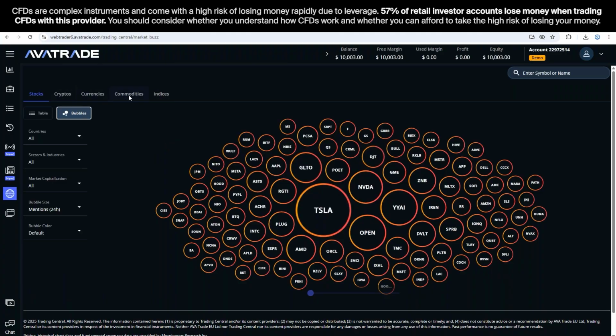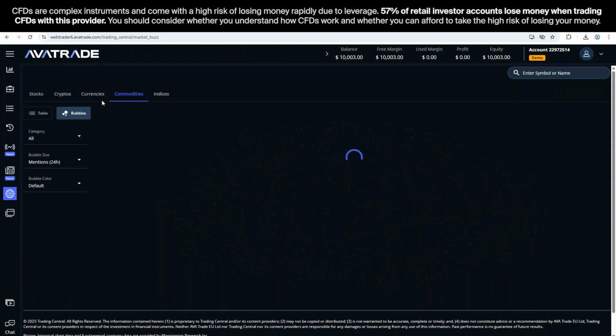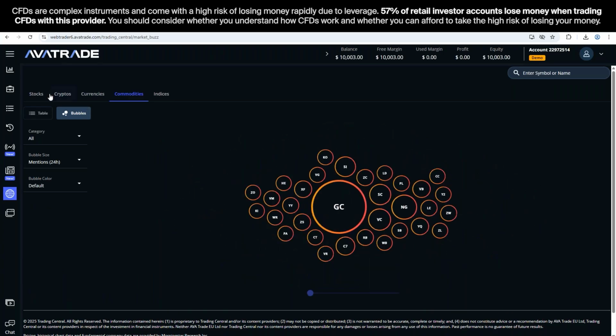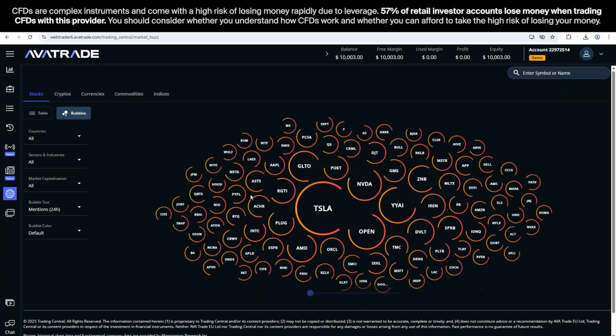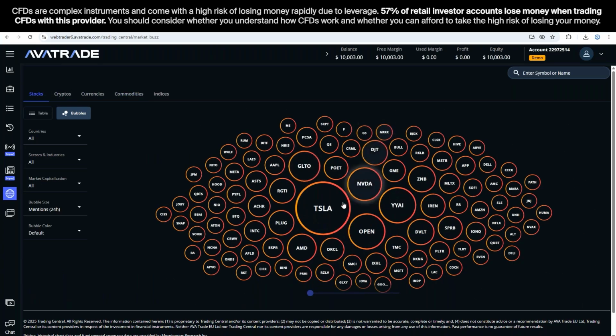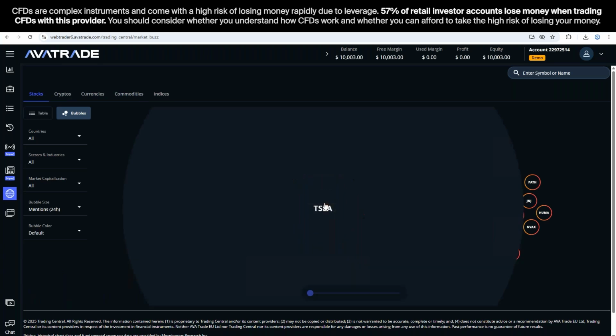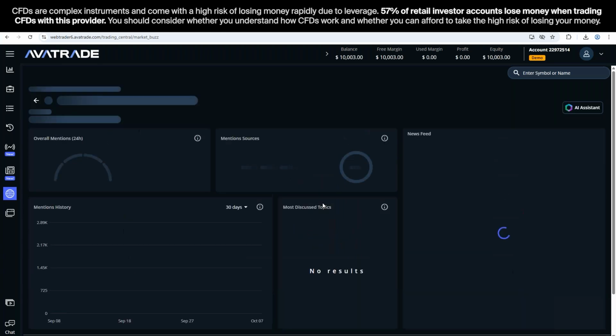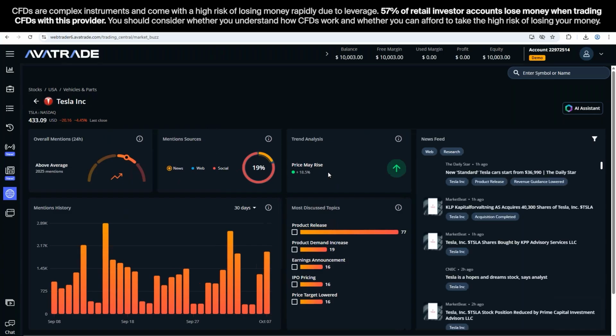We have different categories, commodities, other stuff here as well. But if I stick with stocks, and I click on what's in the middle, which has the most mentions, then we see some parameters in here: product release, product demand increase, earning announcements, IPO pricing, and price target lowered. I don't always have all the time in the world to sit down and read all of that.